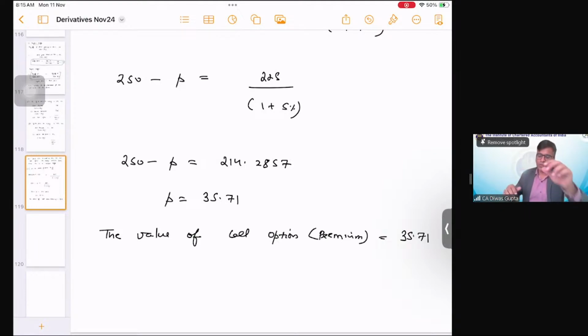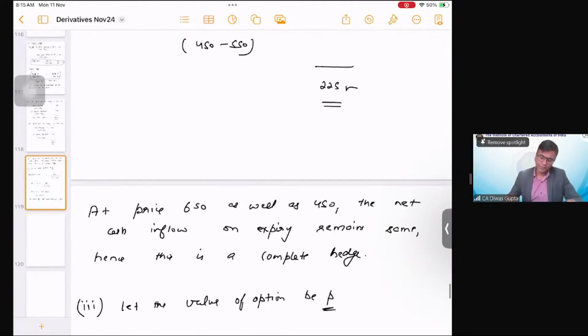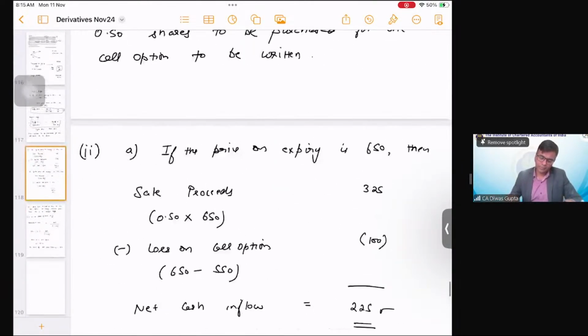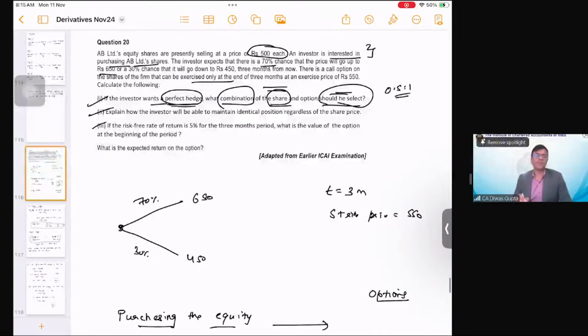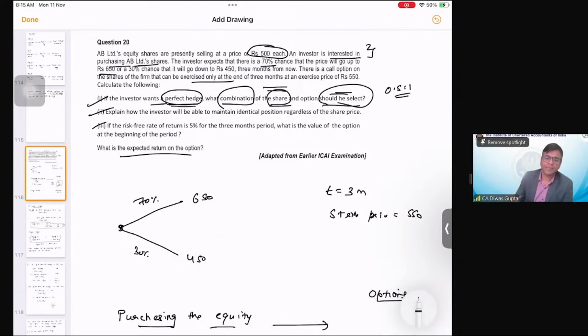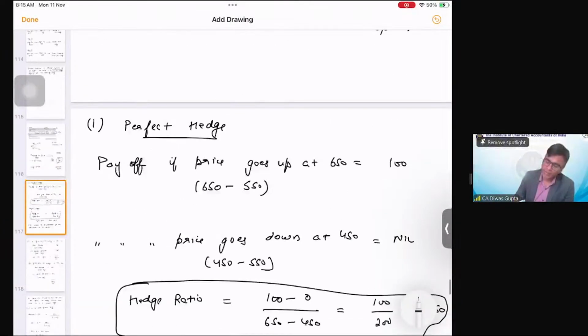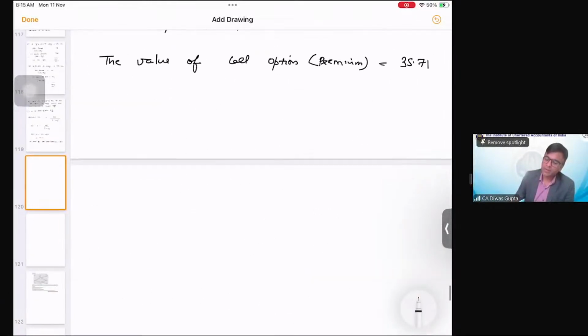Yeah. So let's move to the last part of this question. What is the expected return on the option? Now, for calculating the expected return on option, students, first of all, we need to understand what is the investment value in the option.